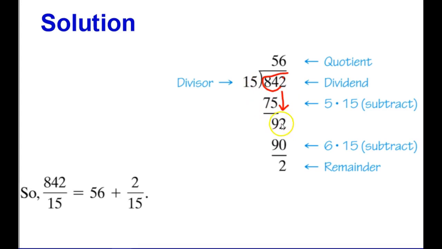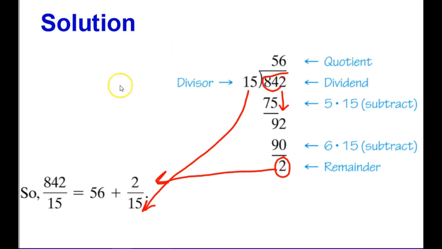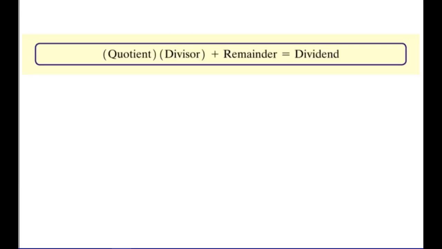How many times does 15 go into 92? 6 times. 6 times 15 is 90, and I subtract, and I have a remainder. The way that I write my remainder, and I write my problem here, is I've got 842 divided by 15 equals 56 plus my remainder divided by my divisor, what I started with. We're going to be doing this with polynomials. Okay?